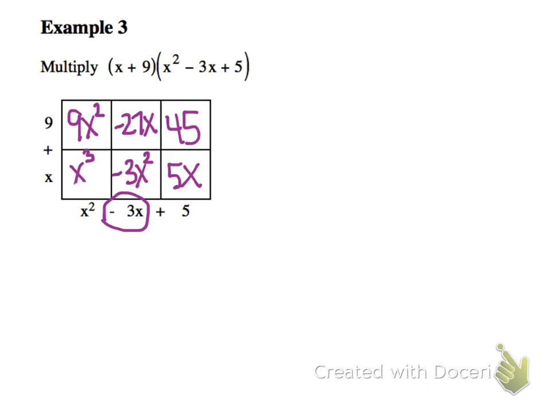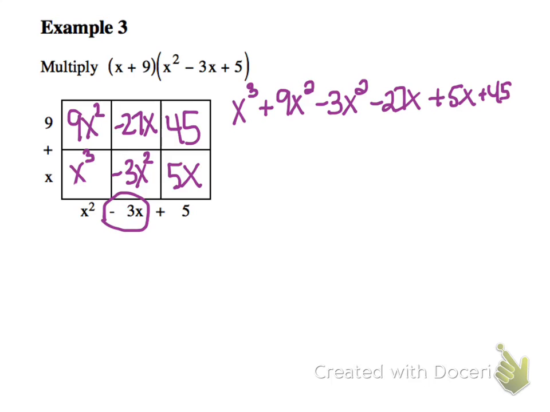Now, you have two options here. You could do your combining before you write the final answer. You could also list out everything you have and then combine like terms. So if you listed out everything you have, you might say x cubed, 9x squared, minus 3x squared, minus 27x, plus 5x, plus 45. That's if I list out all those boxes.